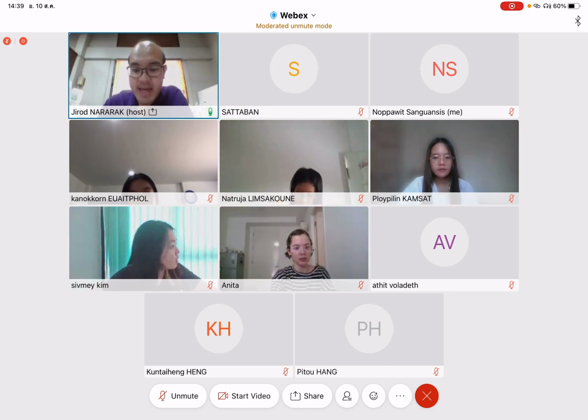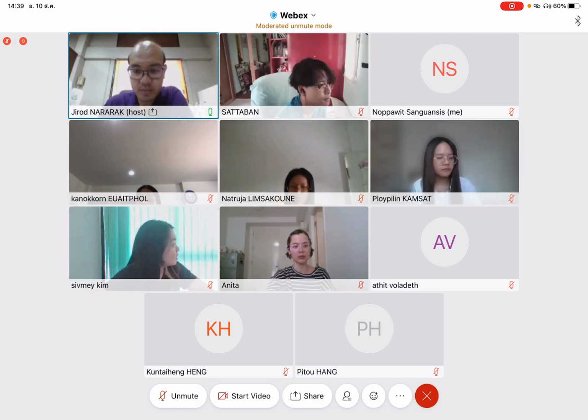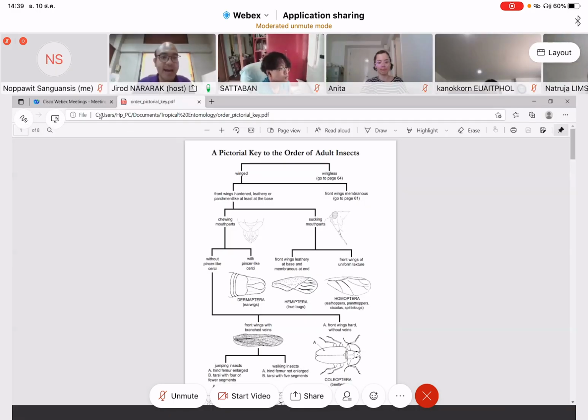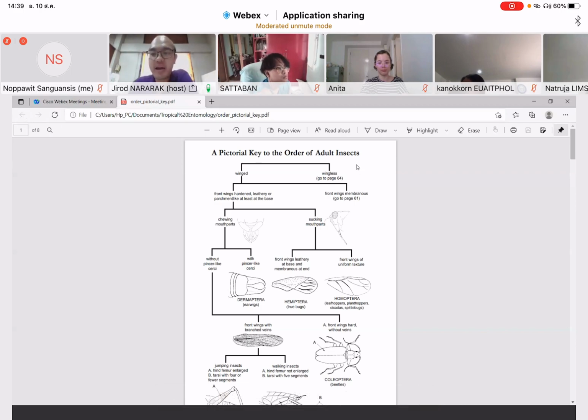So you can do like this. I will show you. This is the pictorial key that I sent you in the file. So for example, if I give you an insect like Lepidoptera, and you want to use the pictorial key, how can you do that?